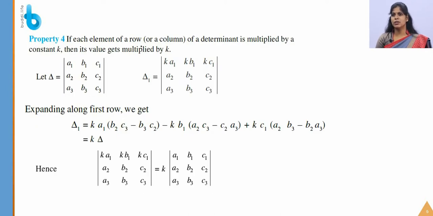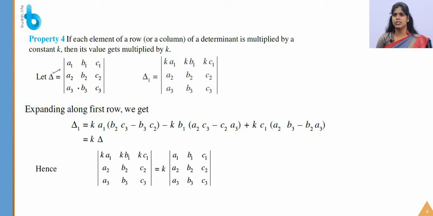Next, see the fourth property. If each element of a row or a column of a determinant is multiplied by a constant k, then its value gets multiplied by k. See, in a determinant, if each row is multiplied by a constant value, any constant, I have taken it as k here. If each row is multiplied by the same constant value, then its value will be multiplied by the same constant.